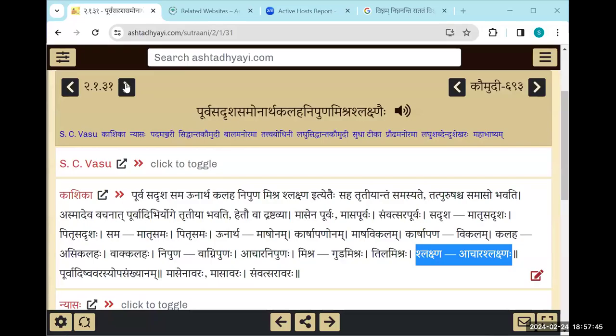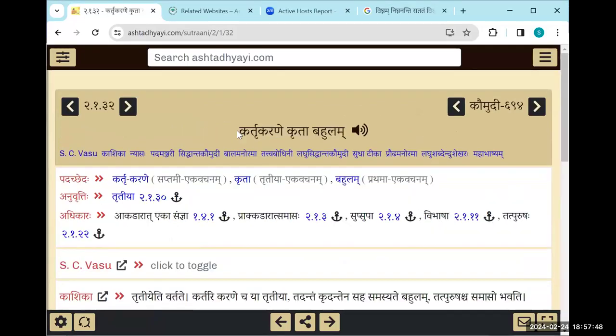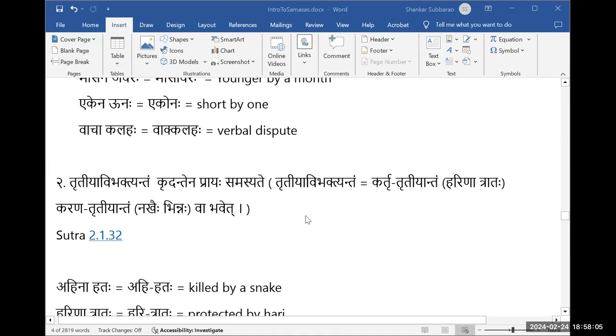You know. So what is the sutra there? We'll look at it in a minute. Look at this. The sutra is called Kartrikarane Krita Bahulam. Kartrikarane Krita Bahulam. Look. How did we see the text here presenting? So this text is from Samskrita Bharati, okay? Good. But what does it say here? You see the text, right? Or no? Yeah. Tritiya Vibhaktyantam Kridantena Praya Samasyate.